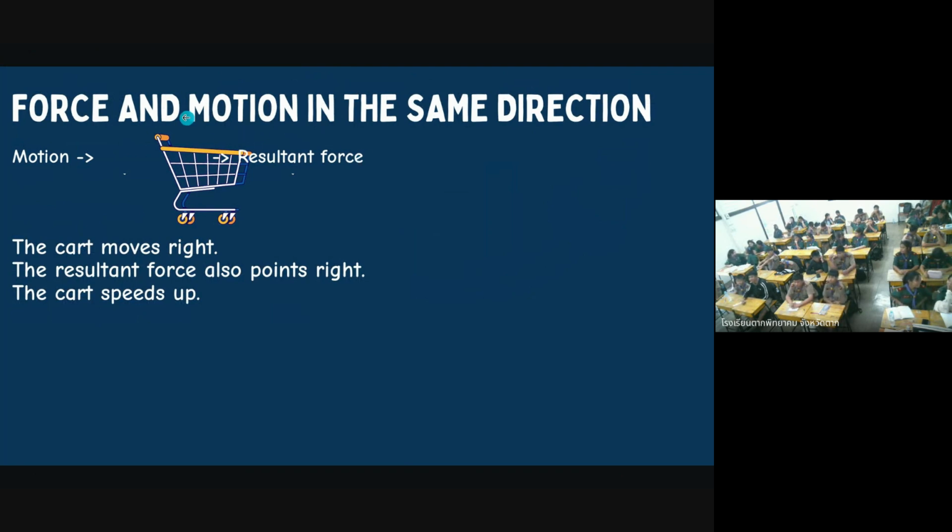Now, force and motion are related. If an object is moving towards one direction, the resultant force will show the same direction. In this example, the cart is moving towards the right, so the resultant force will also point right. Resultant force always points to the direction of motion.